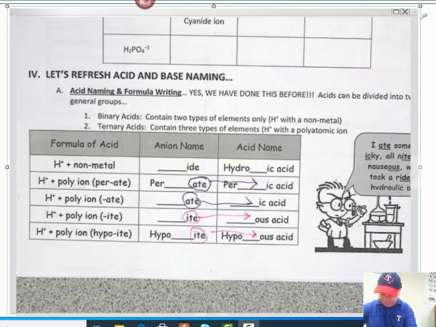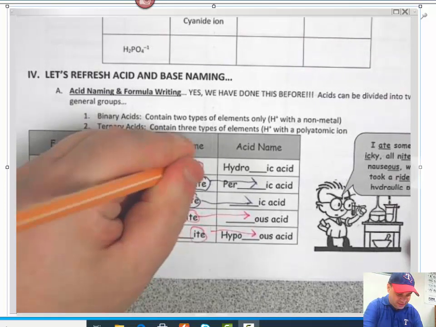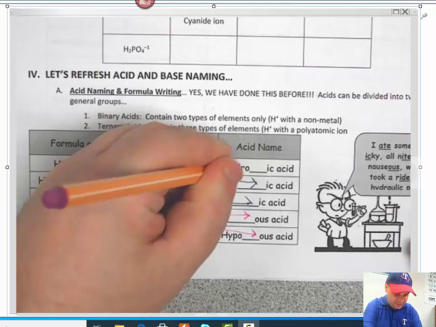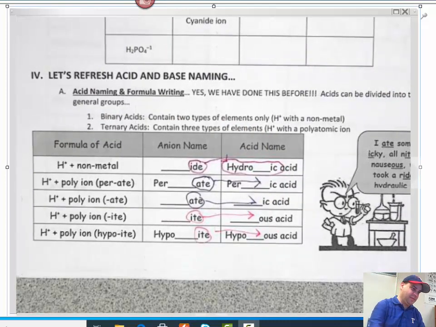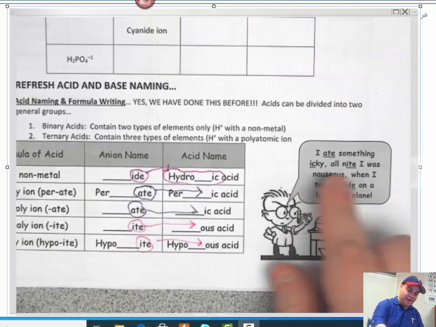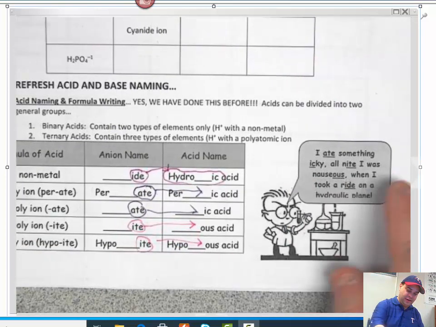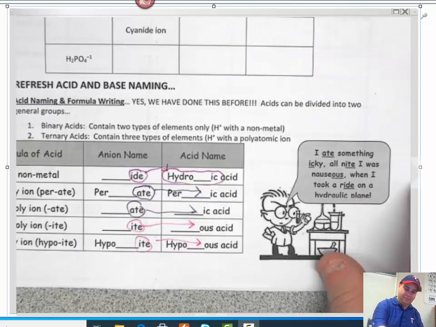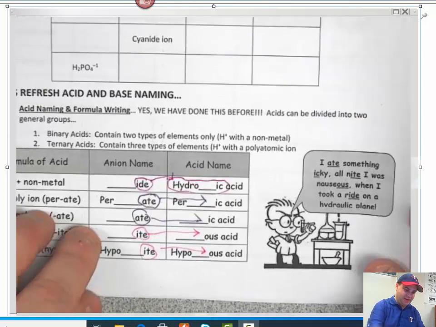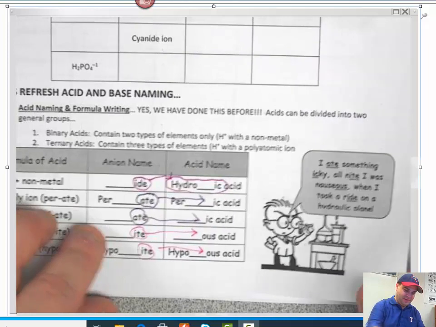And see if I can find another color here. If it was a non-metal that ended in "ide," that changed to hydro-ic. Okay? Because remember, we had this nice little saying: I ate something icky. All night I was nauseous when I took a ride on a hydraulic plane. Okay? That was the nice little saying we had. Okay. On to page 6.